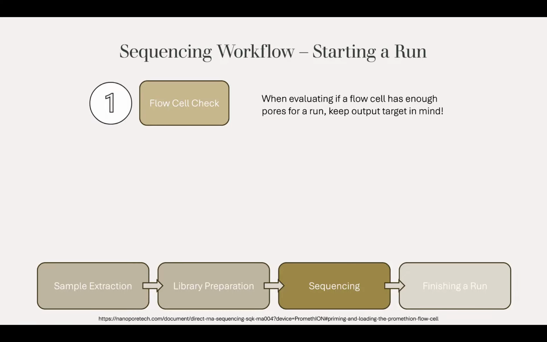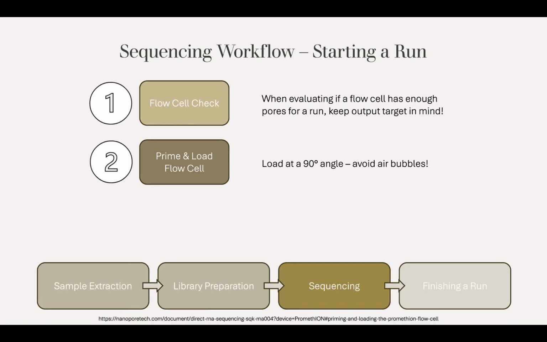Importantly, when you're evaluating if your flow cell has enough pores for your run, you want to keep your output target in mind. If you're only going for like a 1x coverage run in a whole genome sequencing run, then it might be okay for you to only have like 1.5 thousand pores in your flow cell. But if you want to get like 30x coverage, you might be shooting for more of like a 4 or 5,000 pore flow cell. So if you have multiple flow cells that you're choosing from for which one to load your library into, keep output target in mind. Next, you want to prime your flow cell so it can be loaded with your library.